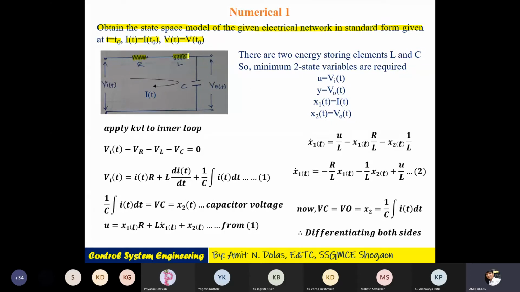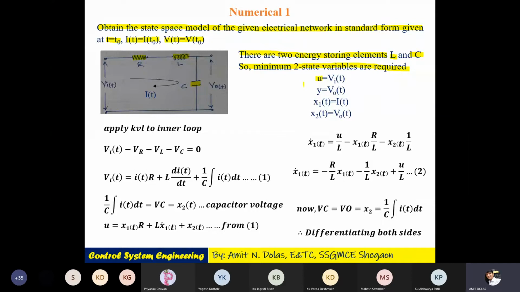Then you just see the network. There is R, L and C, out of which only L and C are the energy storing elements. R does not store any energy, so it will not retain any past value or initial value. So there are two energy storing elements, that is L and C. So minimum two state variables are required.